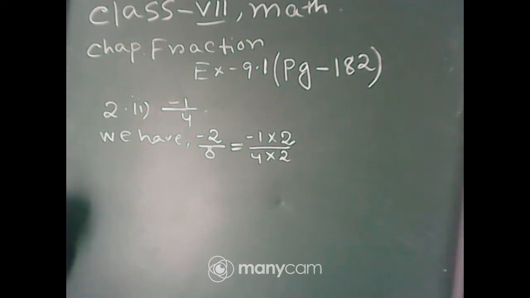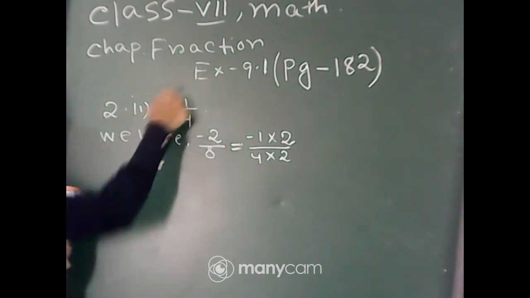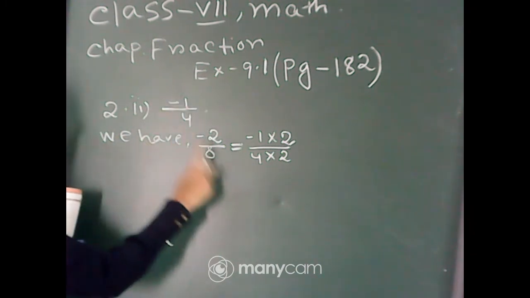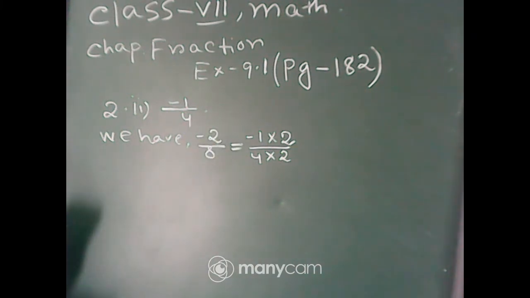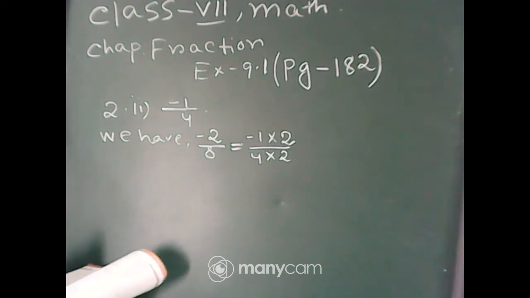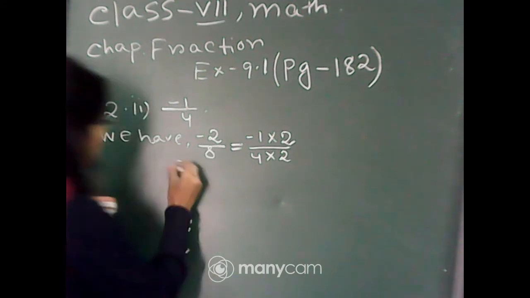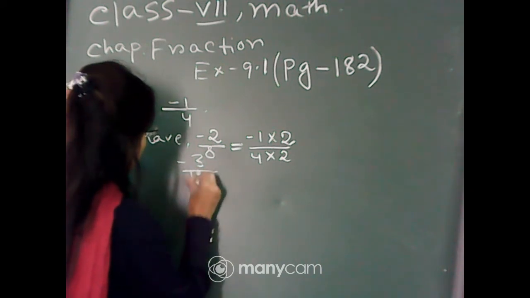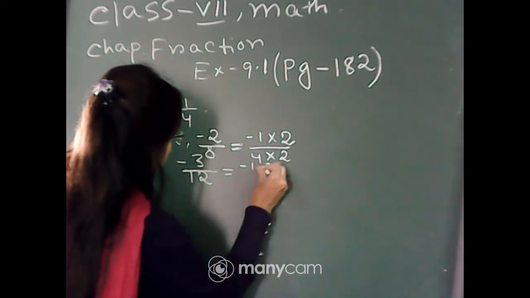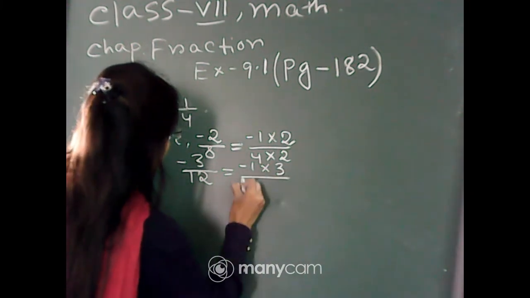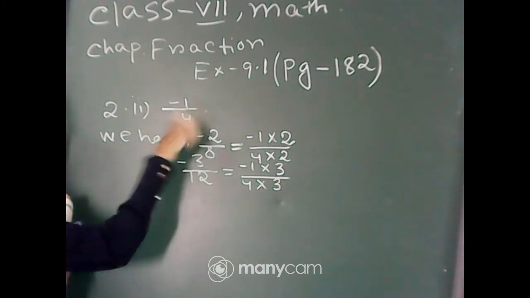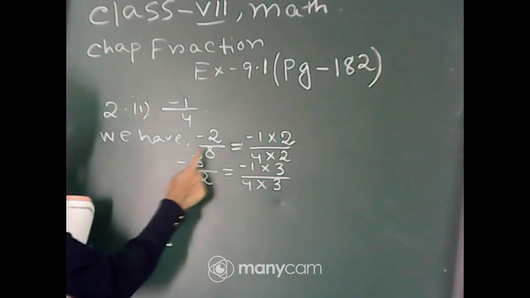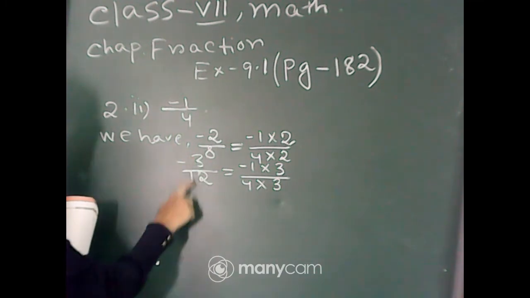Again I repeat, multiplying both the numerator and the denominator of the rational number minus 1 by 4 by 2, we get minus 2 divided by 8. And the next rational number is minus 3 divided by 12. Again multiplying both the numerator and the denominator of the rational number minus 1 by 4 by 3, we get minus 3 divided by 12.